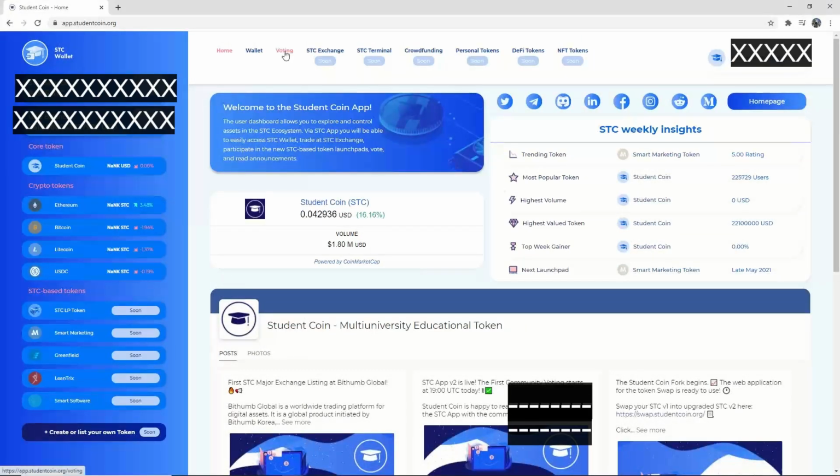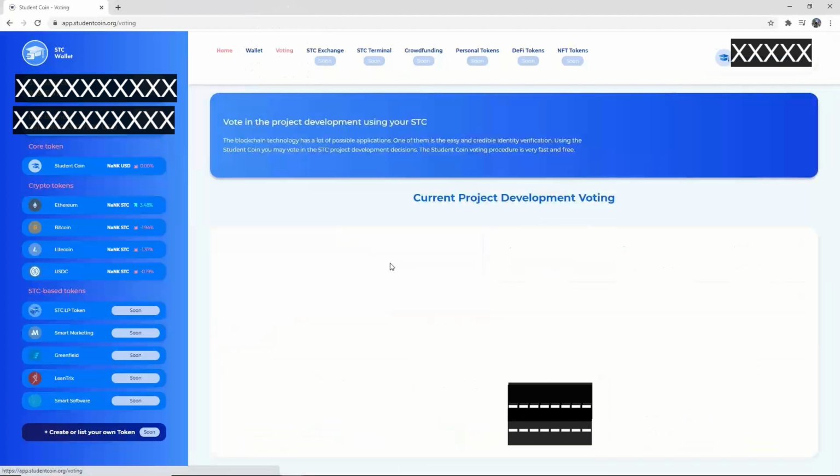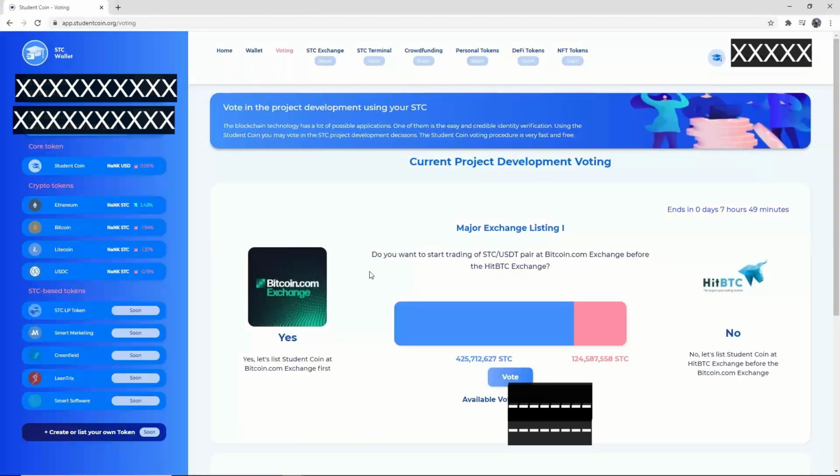And if you look over here on the voting tab, there's 2 votes currently. The first one's a little bit older news. The first one is a vote basically, and you vote with your Student Coin. So you can just click vote, and it will transact Student Coin from your balance. And you can vote between listing or starting trading of STC to USDT.